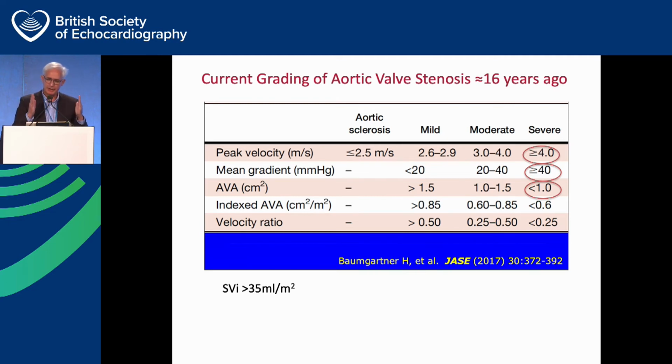But by forcing into a category the variables of velocity, area, and mean gradient, we are committing ourselves to a problem. Because there will be patients who will have aortic valve area by continuity equation of less than 1 centimeter squared, but they will have lower mean gradient than 40, and they will have lower velocity than 4 meters per second. So discrepant aortic valve stenosis patients have not really been highlighted and appreciated in these guidelines.